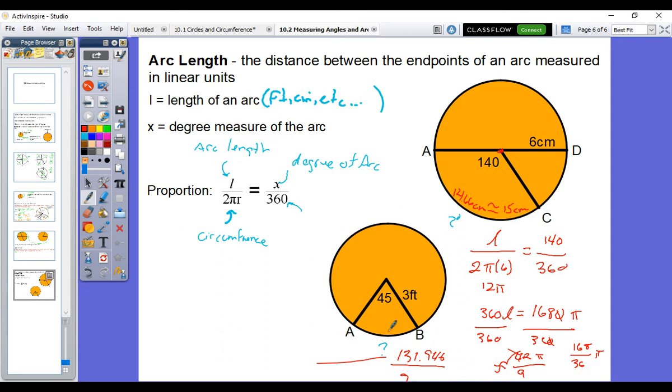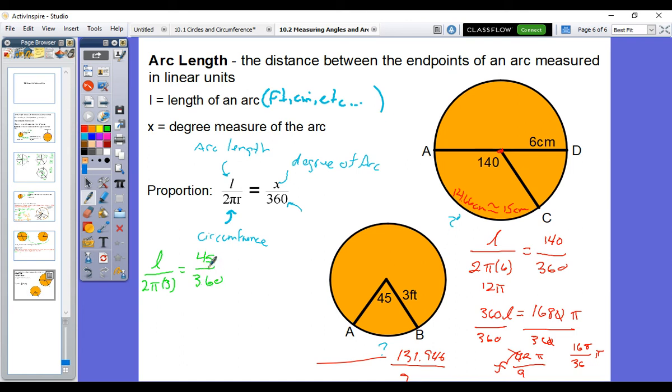All right, let's do one more right here. I'm going to do that in green so I don't get those confused. So here, we don't know arc length. We're looking for arc length, so that's our L. Arc length over 2 pi and the radius being 3 equals the degrees of the arc, 45, over 360.